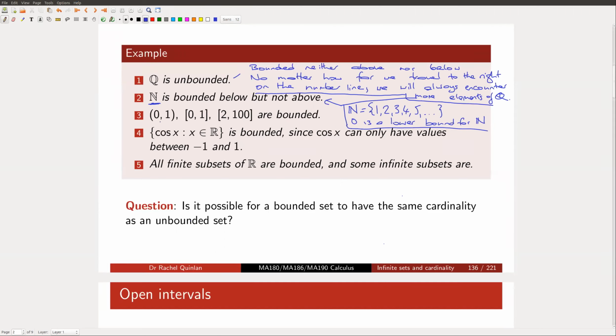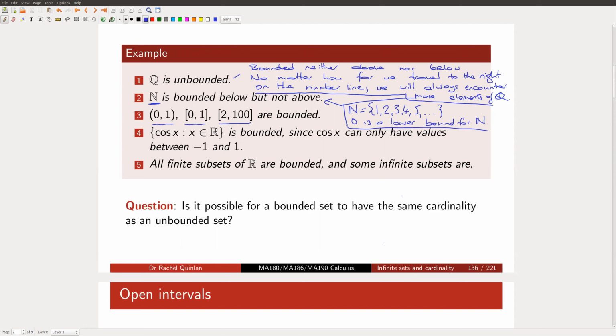If you take any interval between a pair of specified points, like the open interval from 0 to 1, that's bounded. There's nothing in it that's to the right of 1. There's nothing in it that's to the left of 0. If you take the closed interval [0, 1], that's bounded. Again, there's nothing in it to the right of 1 or to the left of 0. If you take the closed interval from 2 to 100, that's a bounded set because it's contained between the mark that labels the number 2 and the mark that labels the number 100.